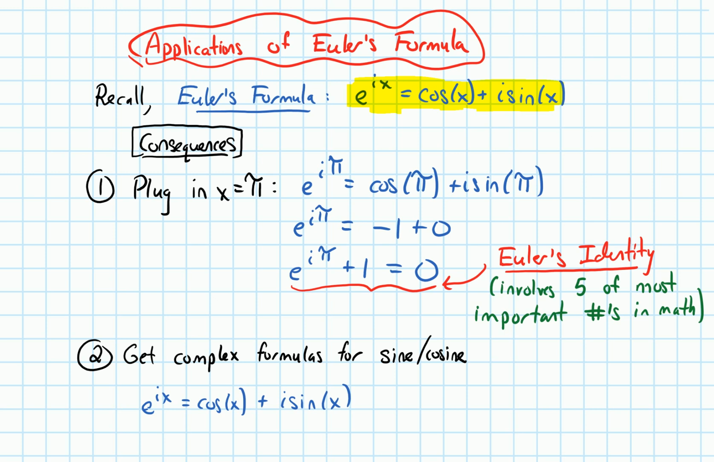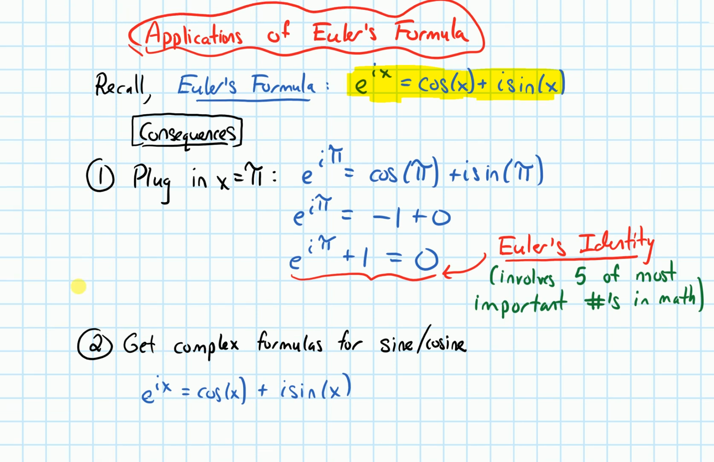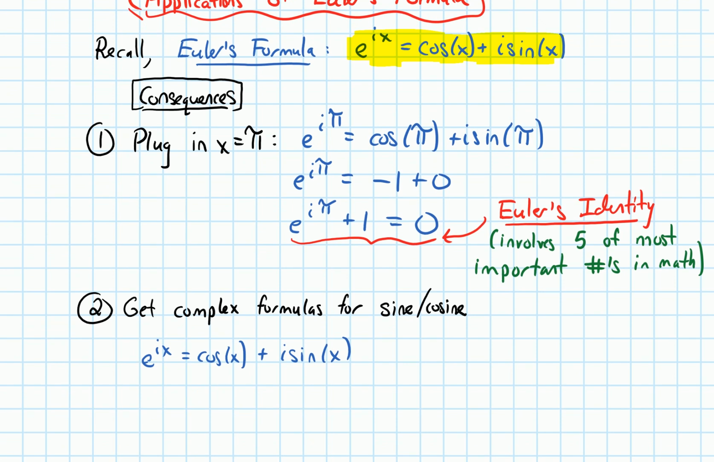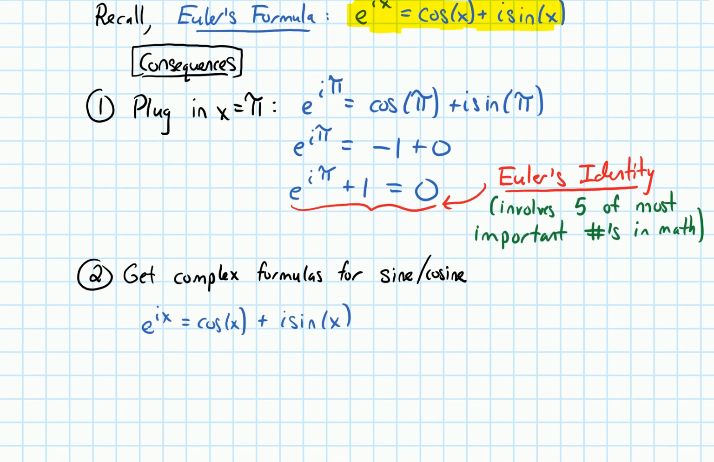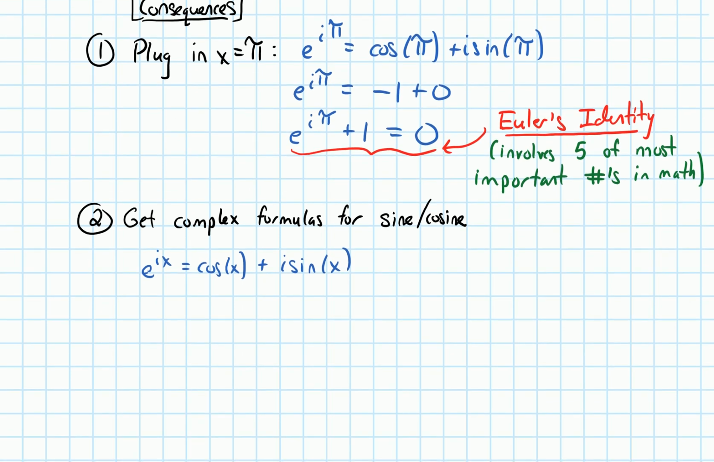Okay, so let me talk about another consequence of Euler's formula. And this one's going to be the one that's more useful to us in terms of what we can do with it. So it's possible to use Euler's formula to get formulas for sine and cosine that involve i. So let's see what that looks like. So this is Euler's formula here. I've just copied it down.